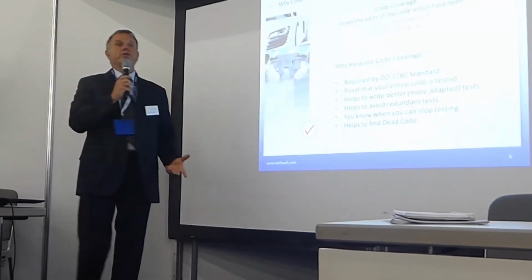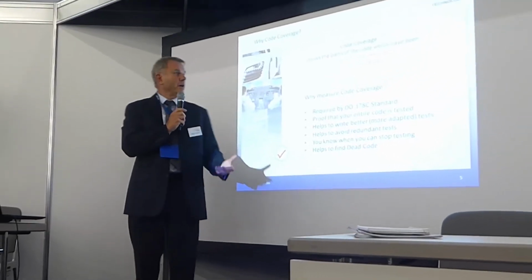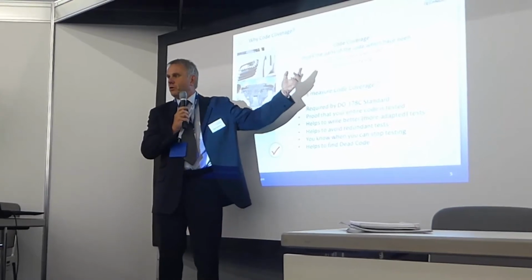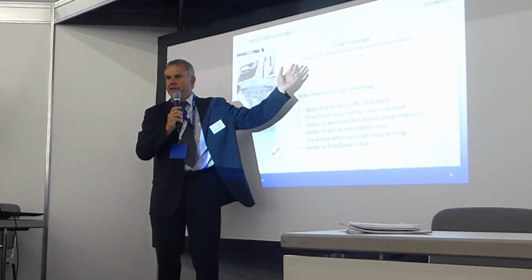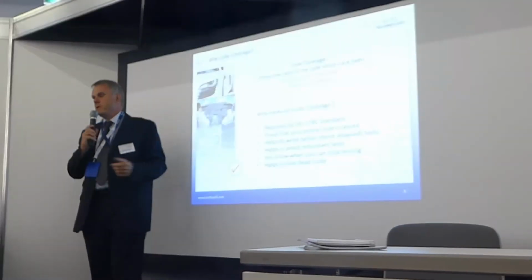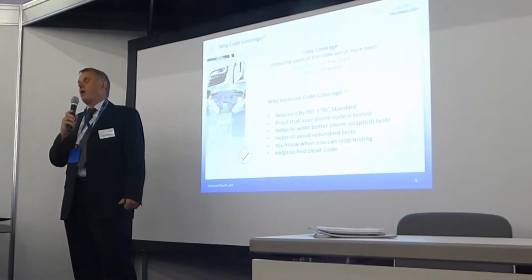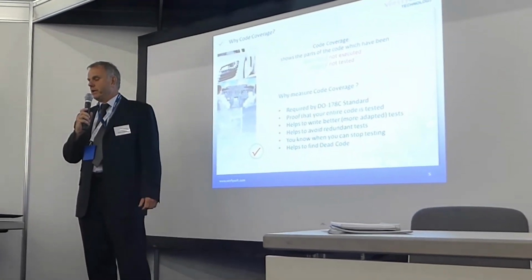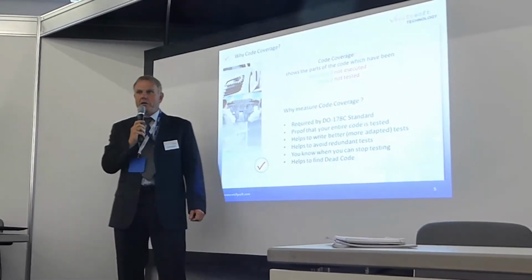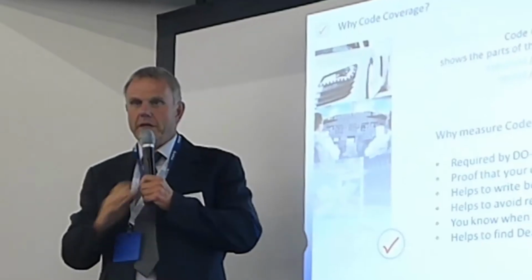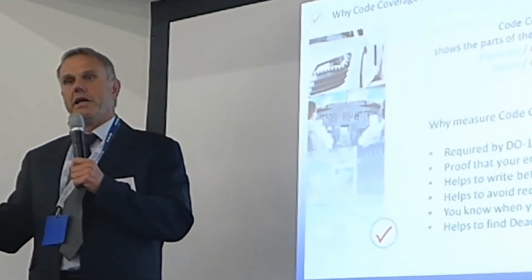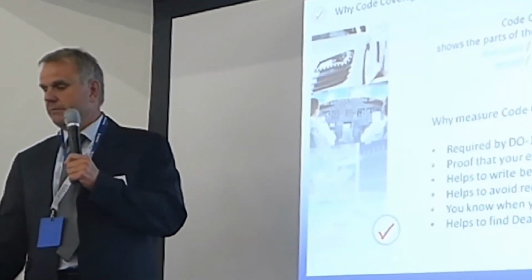So what is code coverage? Most of you might know it. Code coverage is to check if your code is tested or not tested, and when we do the tests, if it's executed or not executed with our tests. So why measure code coverage? First, it is required by the standard DO-178C level B, and is a proof that your entire code is tested. It's not a proof of the quality of the test, but it's a proof that your code is tested at 100 or whatever percent.